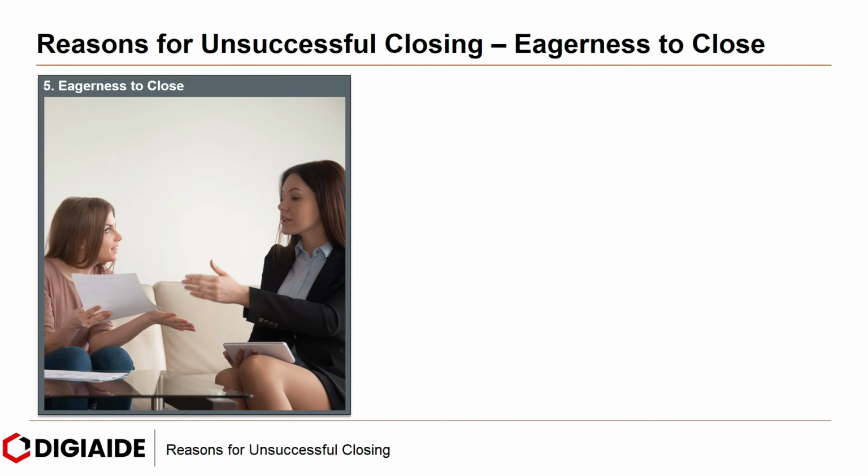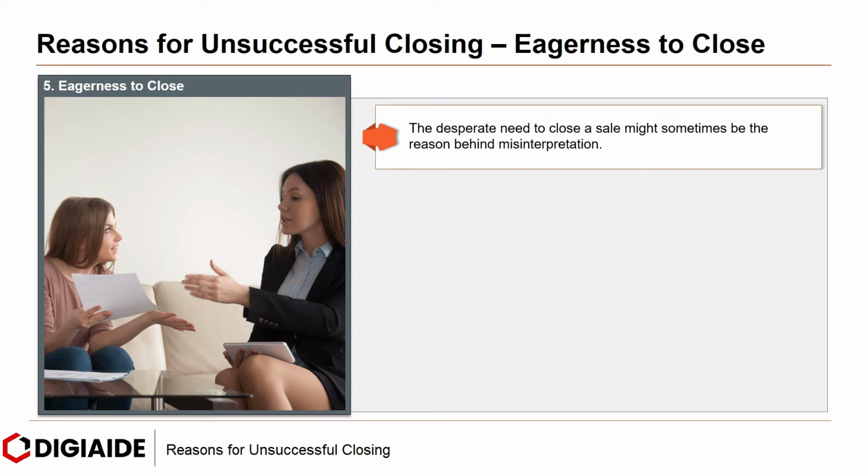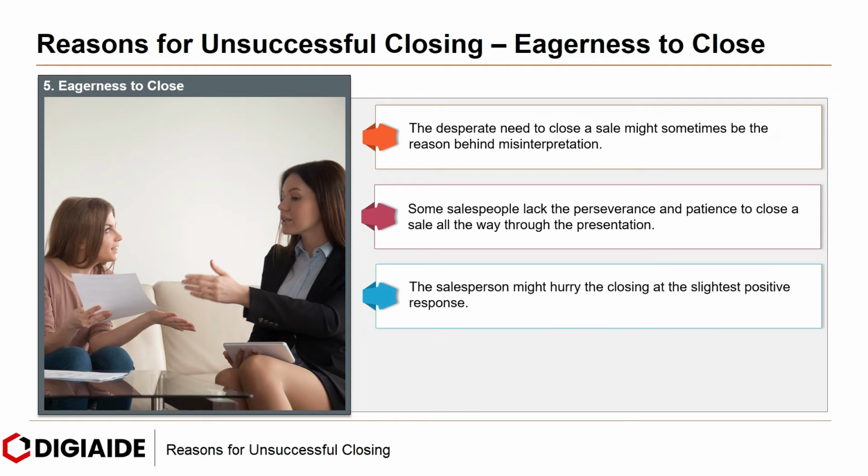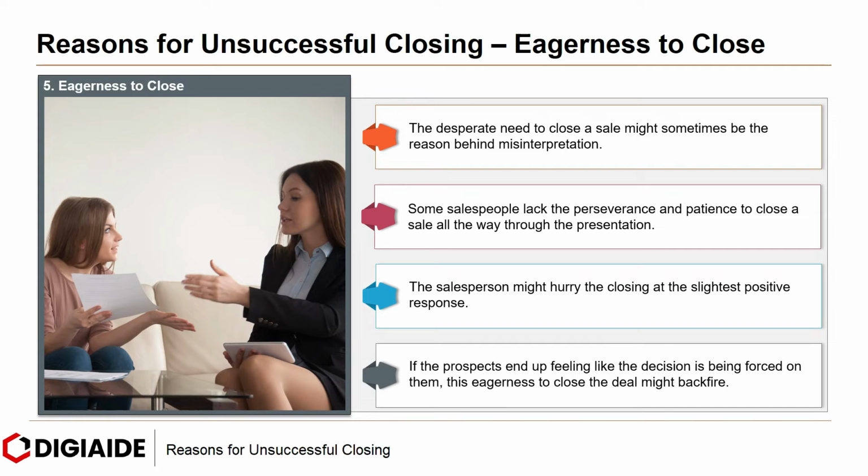Fifth, eagerness to close. The desperate need to close a sale might sometimes be the reason behind misinterpretation. Some salespeople lack the perseverance and the patience to close a sale all the way through the presentation. The salesperson might hurry the closing at the slightest positive response. If the prospects end up feeling like the decision is being forced on them, or rather being a pushy salesman, this eagerness to close the deal might backfire.